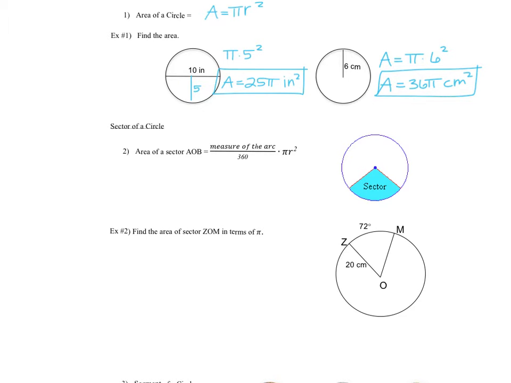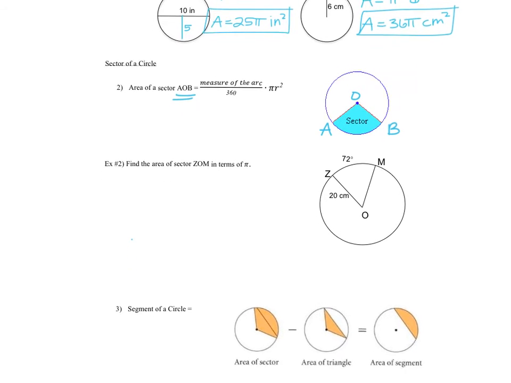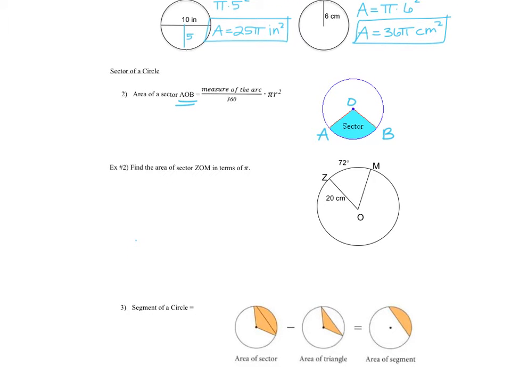If we call this sector AOB, okay, if they ever are naming a sector for you with 3 letters, the O, the middle letter, will always be the center of the circle, okay? You'll see that on this next one. So if I want the area of that sector, think about it as, it's like a piece of pie, right? It's a fraction of the whole pie. It's a fraction of the whole thing.